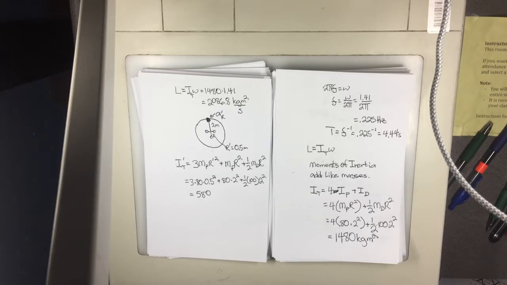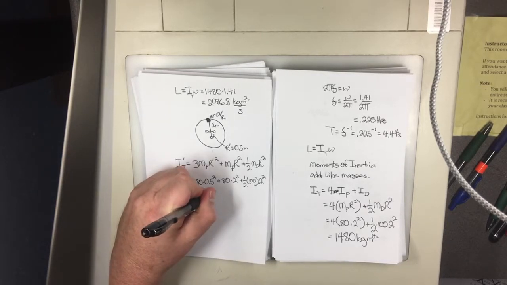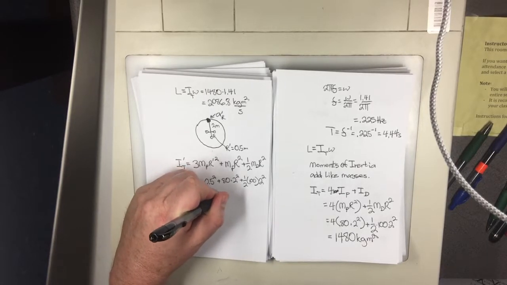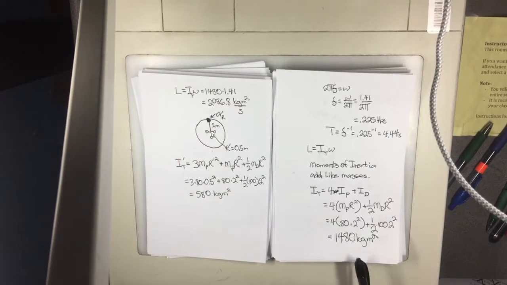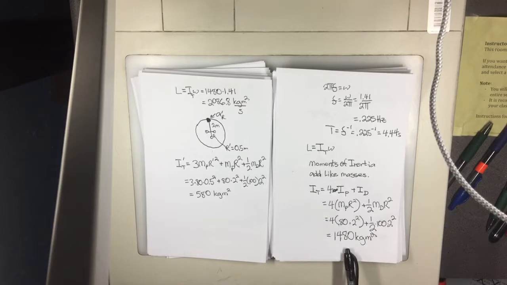Because this kid's about to get flung off. So the new moment of inertia is 580 kilograms meters squared. It's only about 1/3 of its original value. So it went from 1480 to 580 kilograms meters squared.